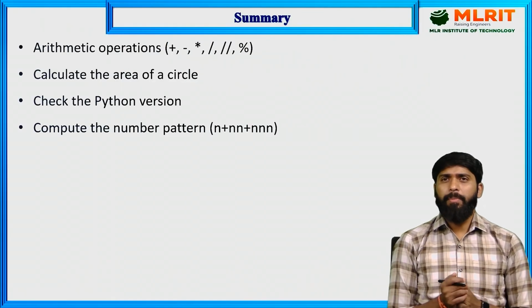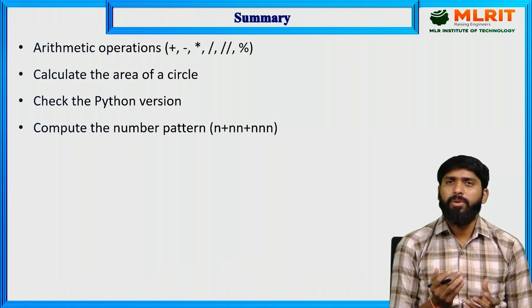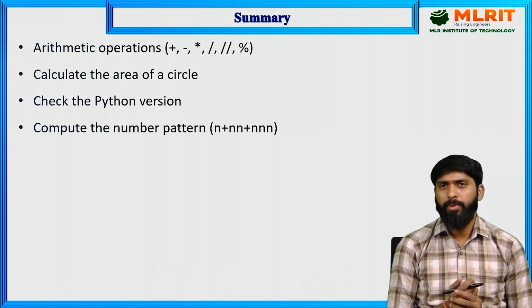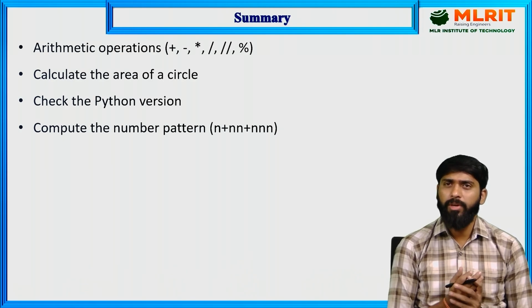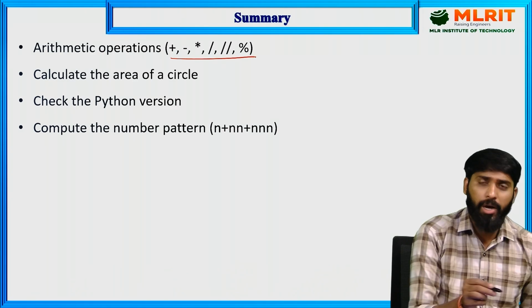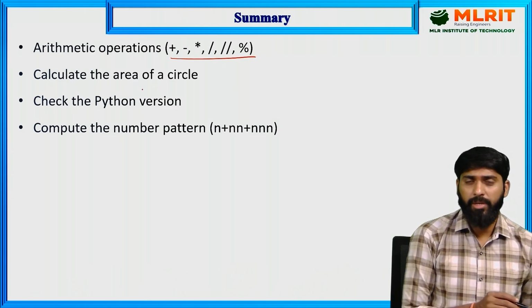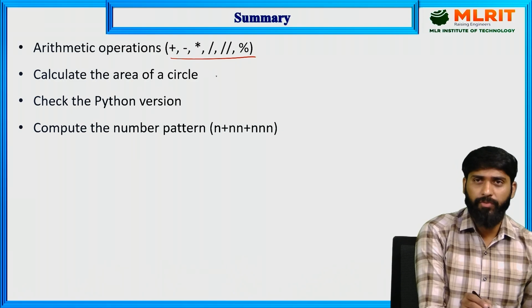So coming to the summary of the session. In this session we discussed 4 programs, the basic programs. These basic concepts we are going to use in further classes. The first program is related to how to use the arithmetic operators. Next we discussed calculating the area of a circle. Here we use one formula, pi r square.